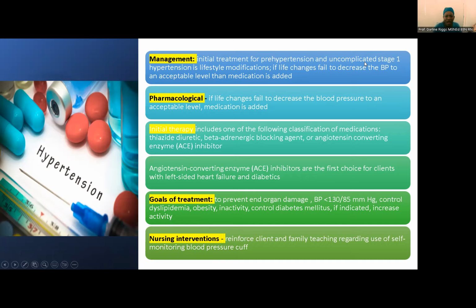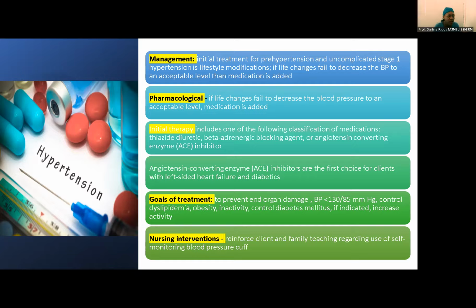We would want them to modify their lifestyle. We would want them to add exercise if they're not exercising. Start by walking the block, right? Getting on the treadmill for 10, 15, 20 minutes, right? Walking and decreasing sodium, right? That's what we mean by initial. Now, if those fail to decrease the client's blood pressure, then we go pharmacological. So first we start with non-pharmacological, then we go pharmacological, if the lifestyle modification does not work.